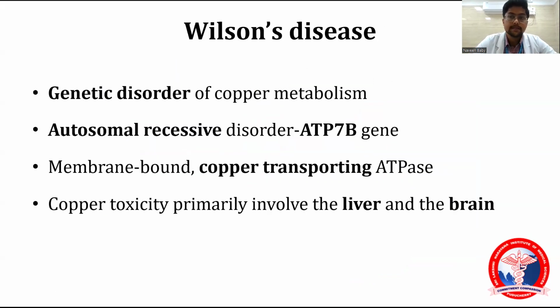So here comes Wilson's disease. Wilson's disease is a genetic disorder of copper metabolism. It is an autosomal recessive disorder where the ATP7B is affected. It is a membrane-bound copper transporting ATPase. As we know, it has two functions. One is the packing of the copper into apoceruloplasmin to form ceruloplasmin, and also the secretion of the copper into the bile. And when both are involved, it forms copper toxicity, and primarily this involves the liver and the brain.